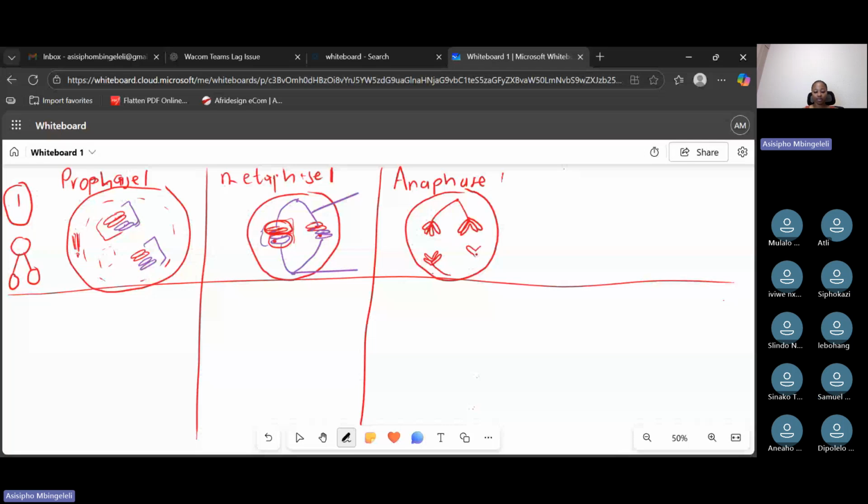Look at the shape. They are being pulled to opposite poles. That is anaphase 1. The keyword is chromosomes are being pulled to opposite poles. If you don't want to use the word chromosomes, you can say replicated chromosomes are being pulled to opposite poles.